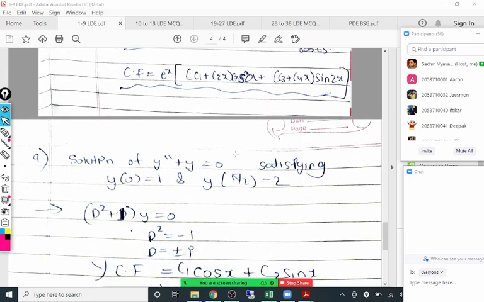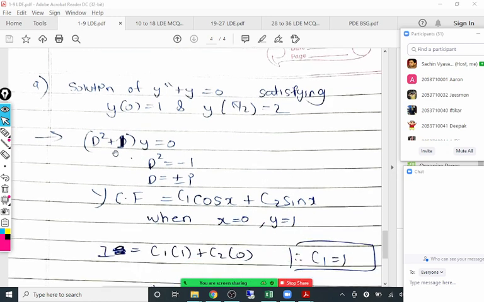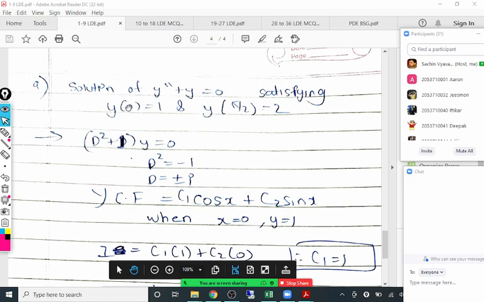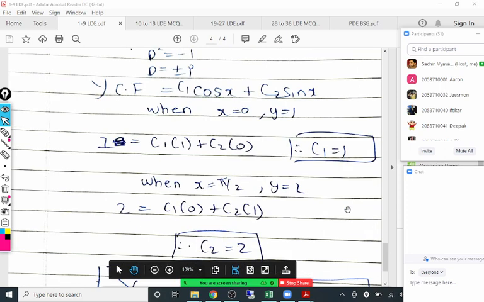Last question from the first set: y'' + y = 0, and we want the solution with y(0) = 1. So we want some particular solution here. So D² + 1, so ± i, so this is the CF. So y = c1 cos x + c2 sin x, correct? So the first condition says when x is 0, y is 1. That's written here. If we replace x = 0 and y = 1, cos 0 is 1, sin 0 is 0, we get c1 as 1.